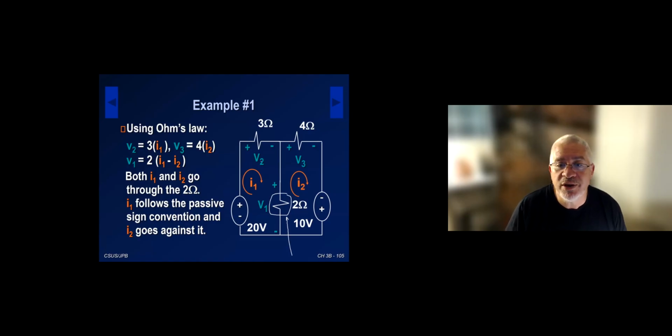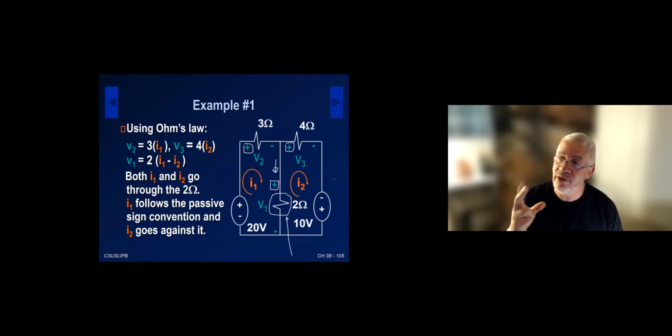So for V2, again, the current I1 is entering the positive terminal, following the passive sign convention. So V2 is 3 times I1. For V3, I2 is also entering the positive terminal, the way I have it. So V3 is 4 times I2. And then, of course, for V1, it's going to be 2, the resistance, times the current that's going this way. The reason I picked the current is so that it satisfies the passive sign convention. Given that the current entering the positive sign is I1, it is 2 times I1 minus I2. Okay, so we need to satisfy the passive sign convention.